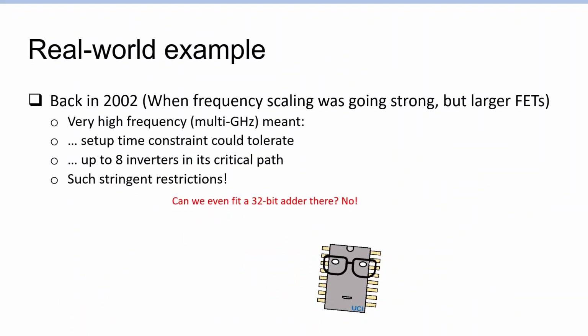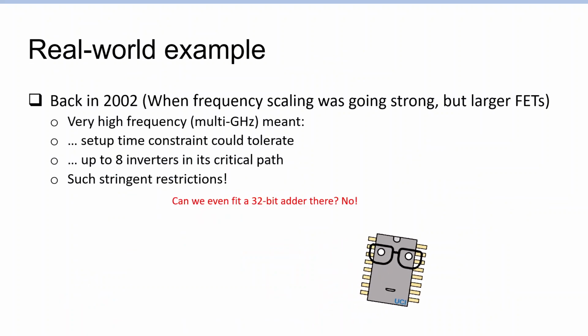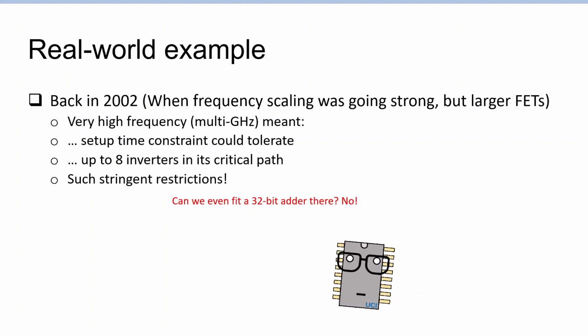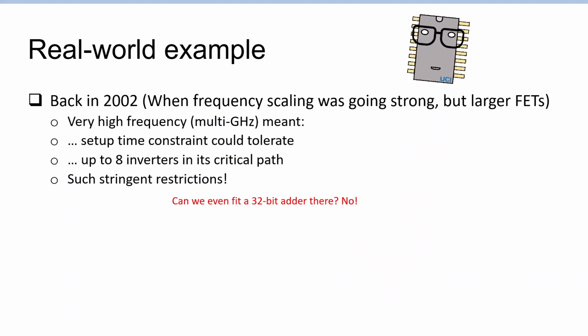To give an interesting real-world example, back in 2002, before Dennard scaling ended, single core clock frequency scaling was still going strong, but the size of transistors on the chip was still larger than what we have now, of course, because now we have 5 nanometer and lower technology nodes as opposed to back in 2002. Having larger transistors meant the propagation delay through each gate was also longer than what we have now.